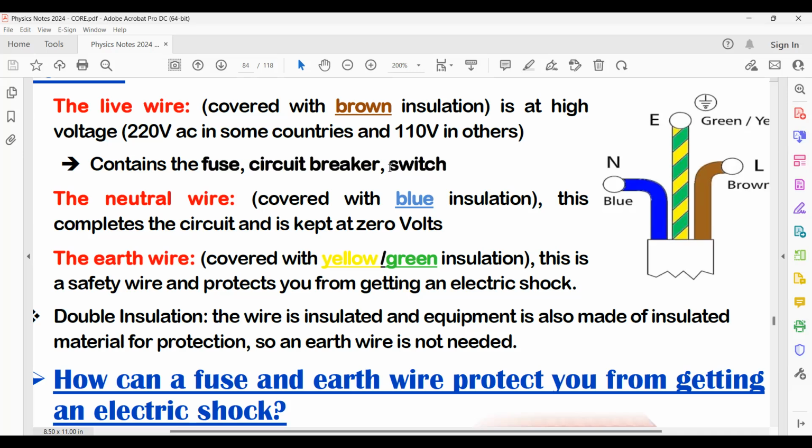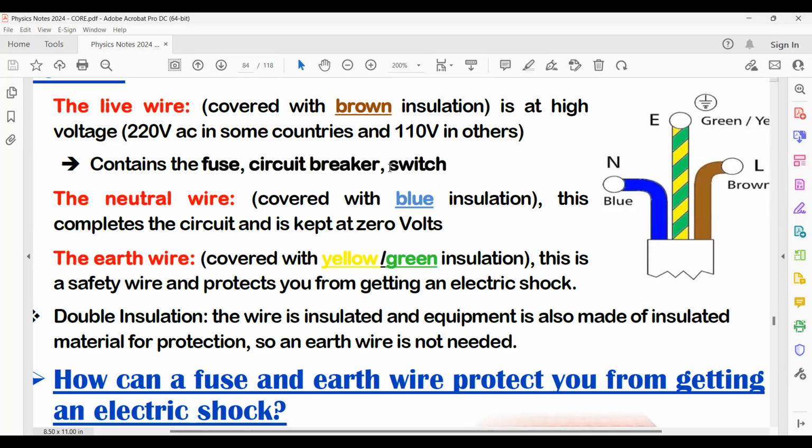Now let's imagine if I have a hair dryer made of plastic, will I need the earth wire? No, because if the live wire touches the plastic, it is an insulator, it will not allow the charges to come to me, so I will not get an electric shock. So the earth wire is only available if the equipment is made of a metal casing or contains metal, not plastic.